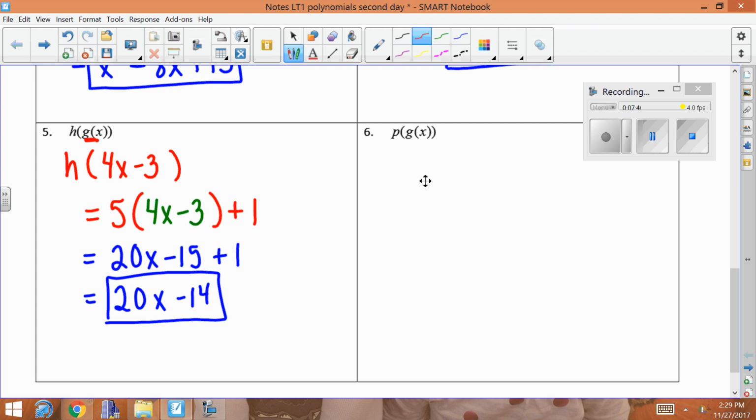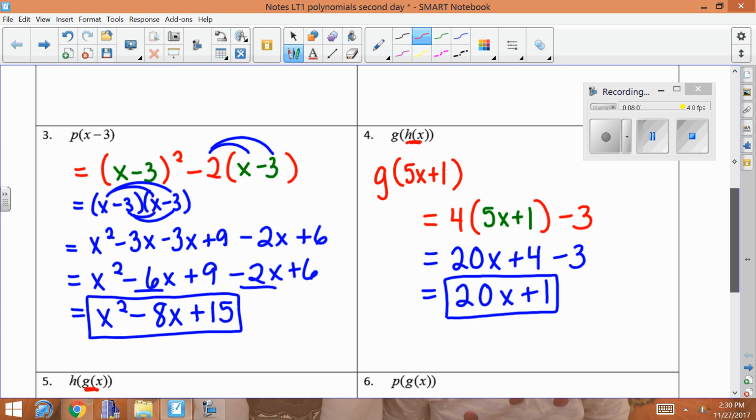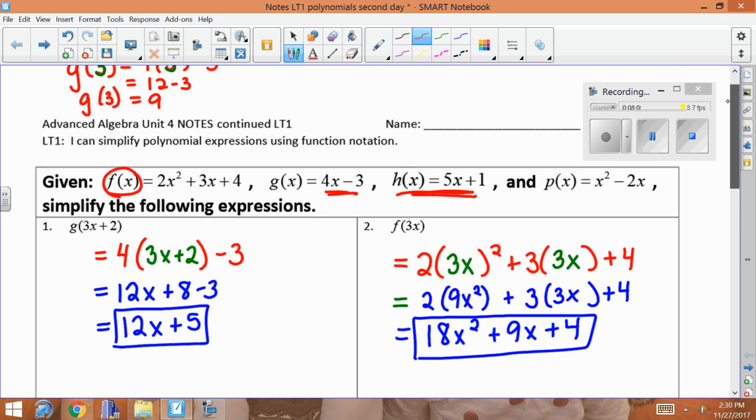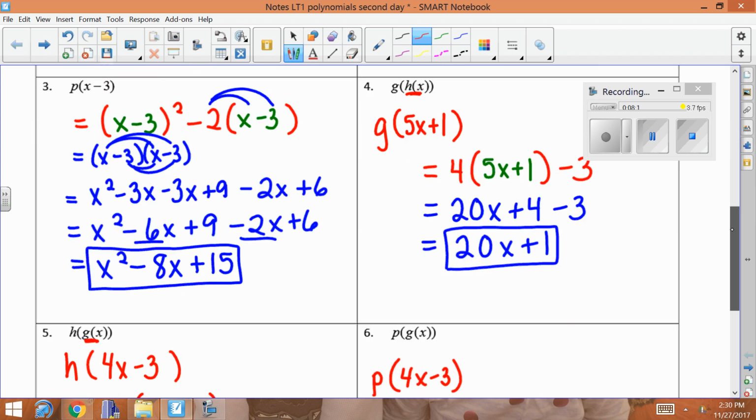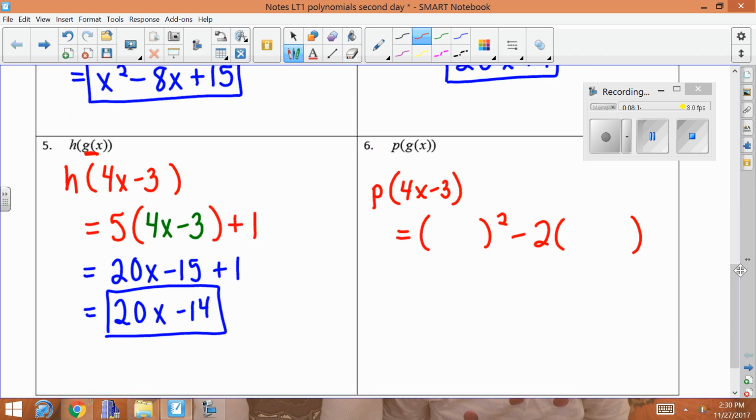All right, if you're back, I'm going to show you number 6, p of g of x. So p of g of x is the 4x minus 3. I'm going to start with function p, which was x squared minus 2x. I'm getting that right from the top of the paper, function p, x squared minus 2x. And instead of x, this time I'm plugging in function g, which was 4x minus 3.